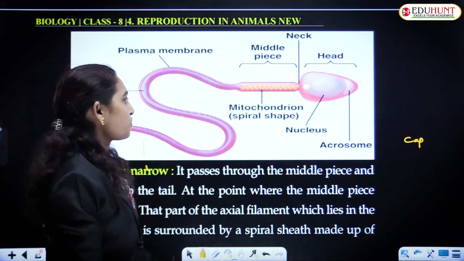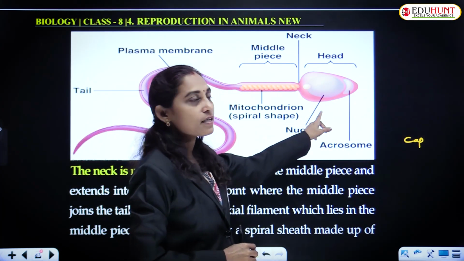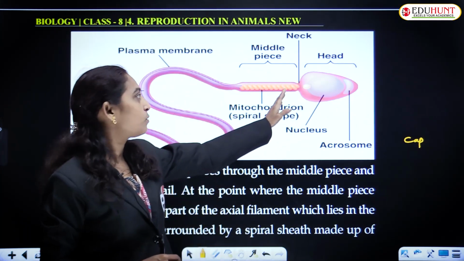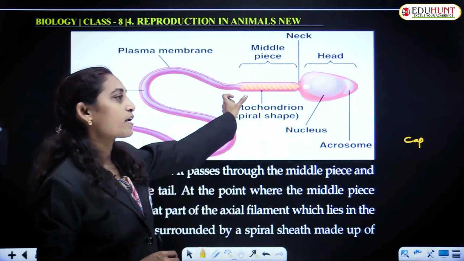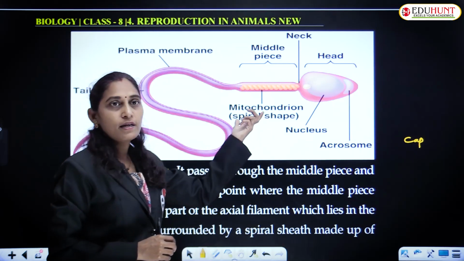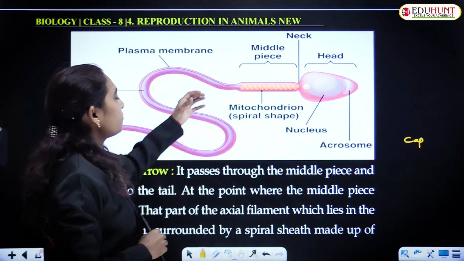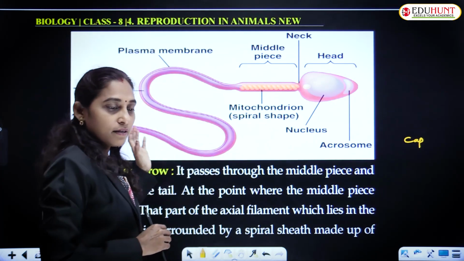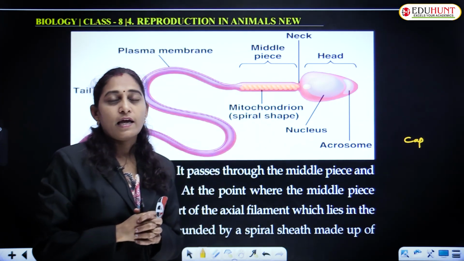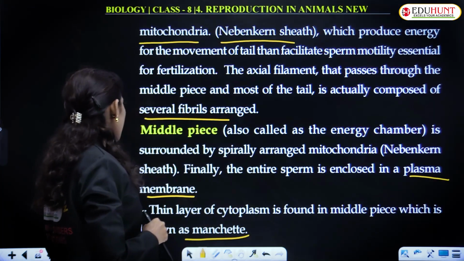This is the structure. This is the acrosome cap, and the nucleus is present in the head. Next to the acrosome is the neck, and behind that there is a portion known as the middle piece, which has mitochondria and the spiral sheath called the Nebenkern sheath, which ends up with a narrow tail. The whole sperm, the male gamete, is enclosed by a thin plasma membrane. This is the structure of sperm.